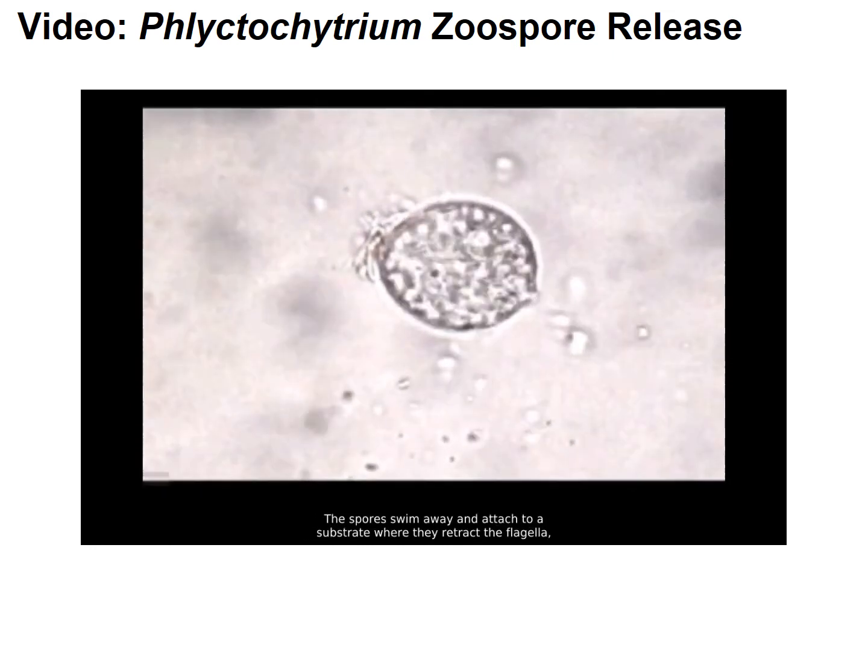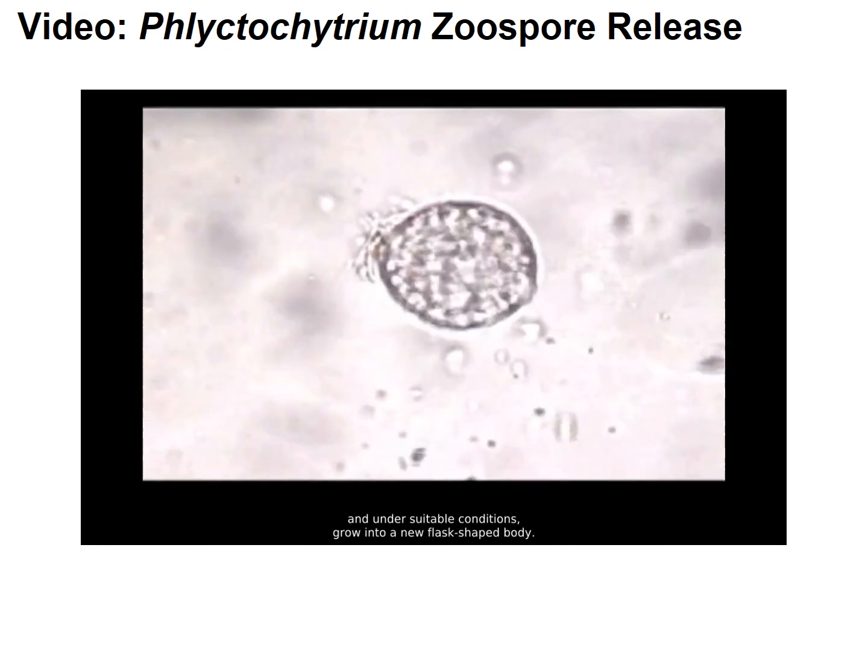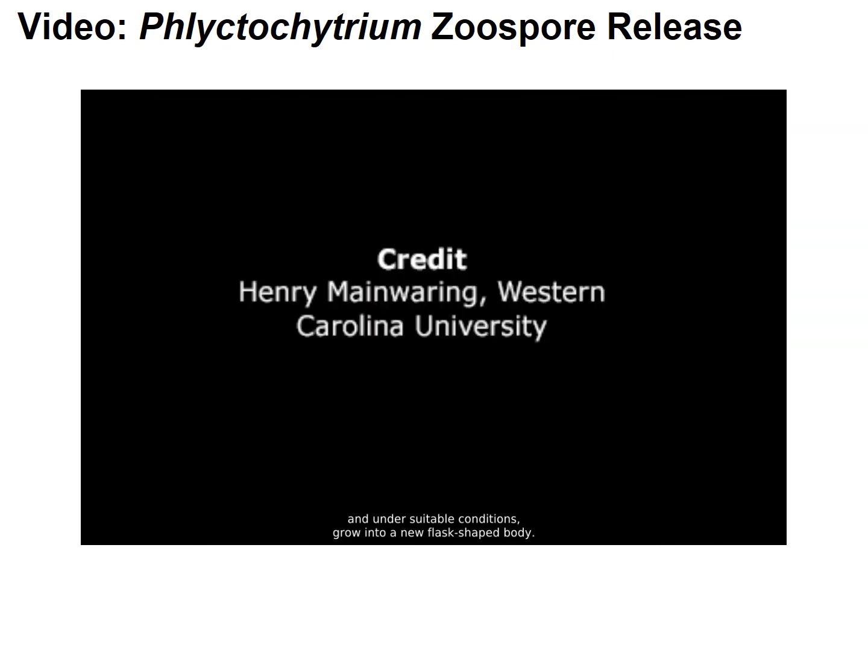where they The retract spores the swim flagella away and and under attach to suitable a conditions substrate, grow where into they a new retract the flask-shaped flagella body. and under suitable conditions Credit, grow Henry into a new Mainwaring, flask-shaped Western body. Carolina University. Credit, Henry Mainwaring.